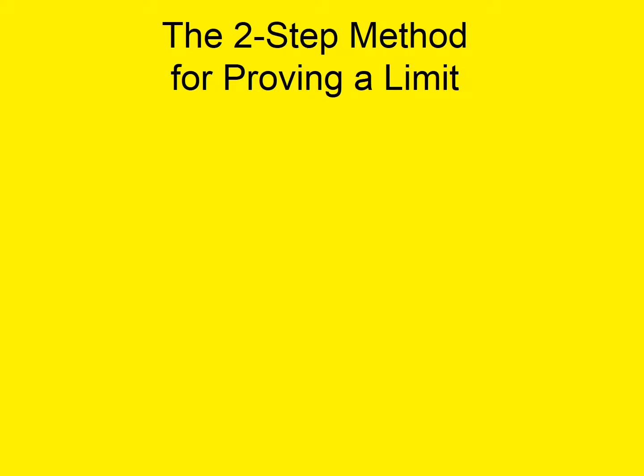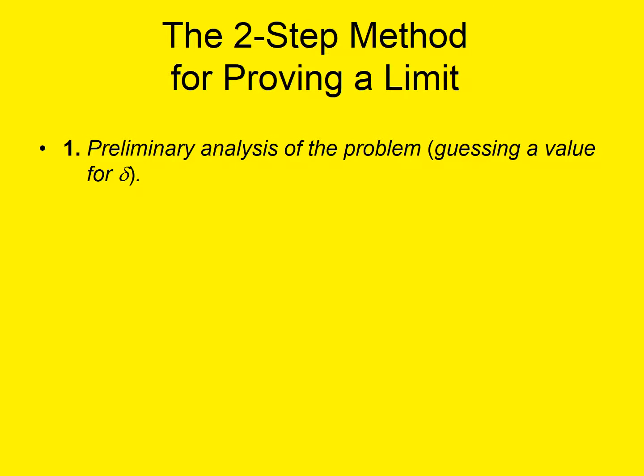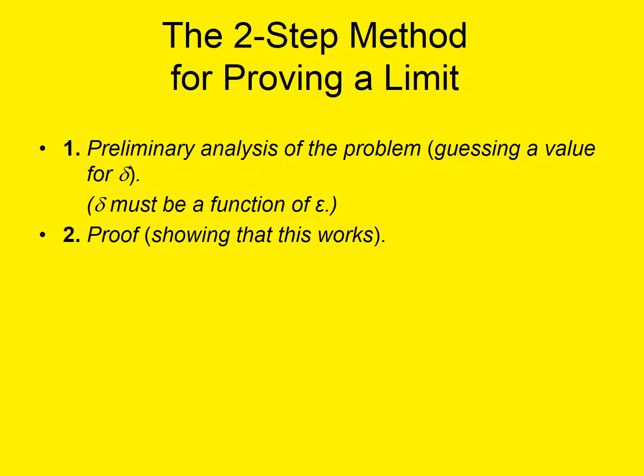Okay, so we continue in section 1.7, the precise definition of a limit. And we're going to do example 3 in this video. To review, we have looked at the two-step method for proving a limit. Number 1, you've got to get your delta. You've got to find it somehow, reasoning according to the definition, and delta must be a function of epsilon. And then we state a formal proof showing that the delta we have chosen works.